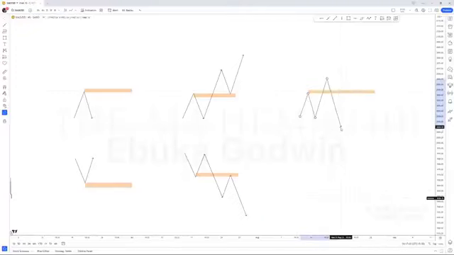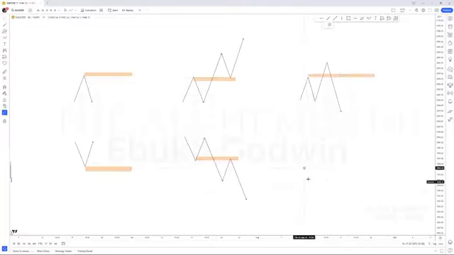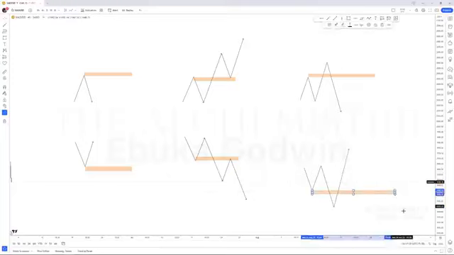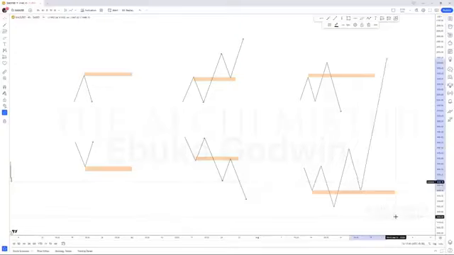Just simply call it a resistance, because that is also an A formation, right? That is also an A formation. And then same thing here. This is what we call a QML once again. Now it's just a support, right? This is just a support. We could expect moves like this.